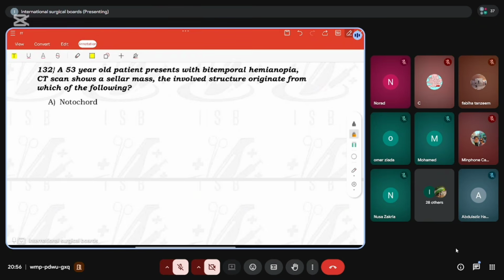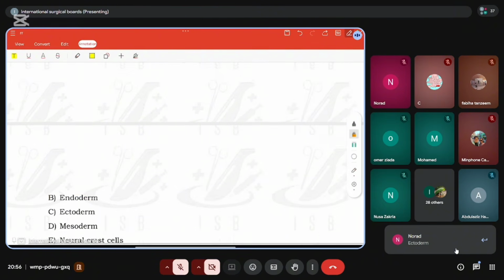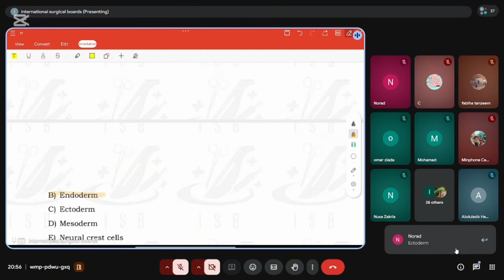It's about the origin of the pituitary gland, right? Bitemporal hemianopia, it means, yes, thank you so much. Either diencephalon, that is posterior pituitary, or Rathke's pouch, anterior pituitary. Rathke's pouch is from what? Is it endoderm, ectoderm, mesoderm, or what exactly? It's ectoderm. Okay, guys, so that's ectoderm, as we discussed in the previous session, right?